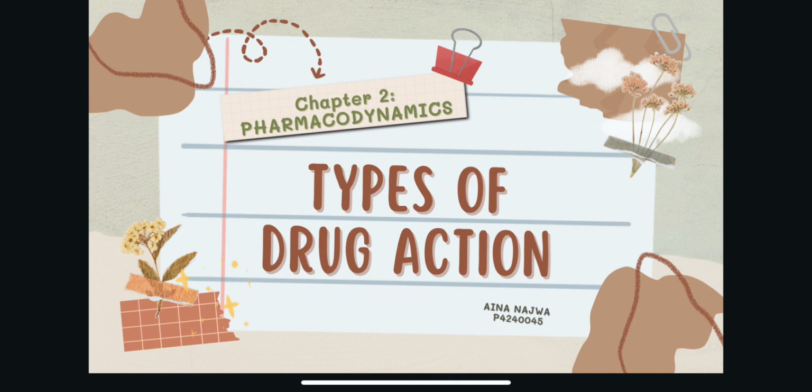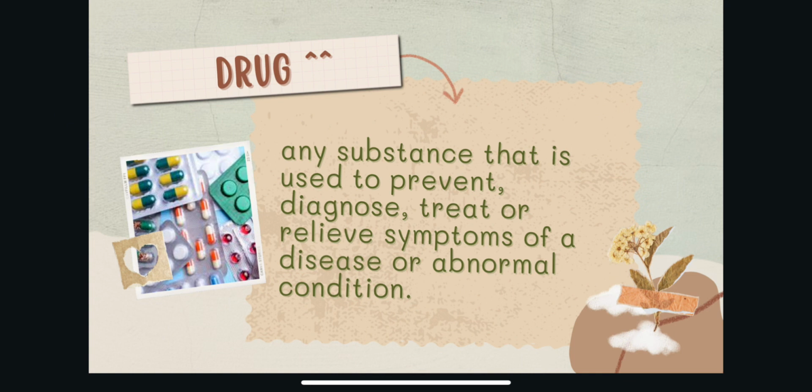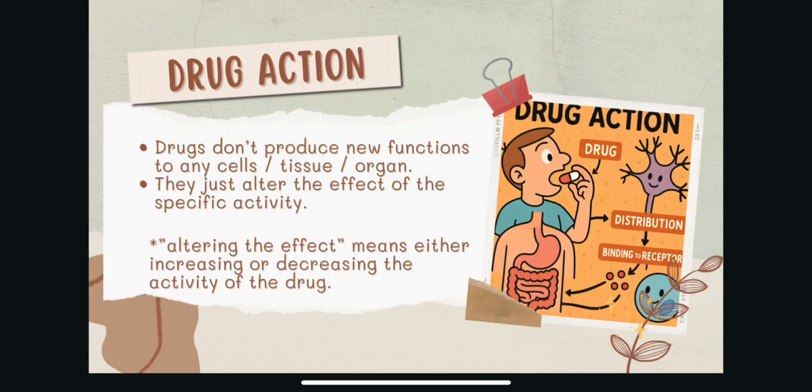In this video, we are going to discuss another important topic in pharmacology, that is principle of drug action. As we all know, a drug is any substance that is used to prevent, diagnose, treat or relieve symptoms of a disease or abnormal condition. Whereas drug action is the pharmacodynamic parameter in which the study of drug effects and their action is described.